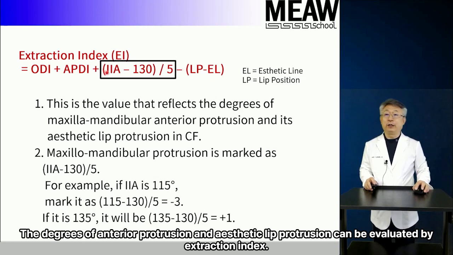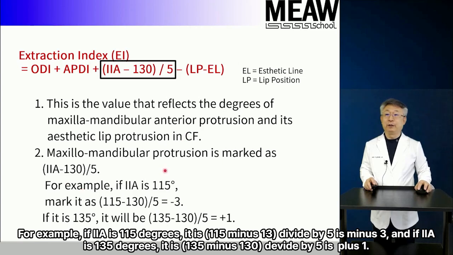The degrees of anterior protrusion and aesthetic lip protrusion can be evaluated by extraction index. For example, if IIA is 115 degrees, it is 115 minus 130 divided by 5, which is -3, and if IIA is 135 degrees, it is 135 minus 130 divided by 5, which is +1.